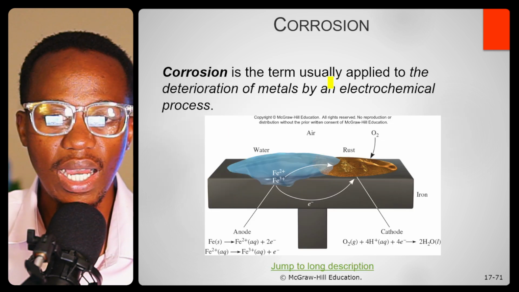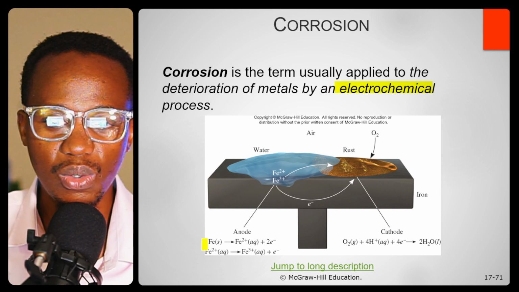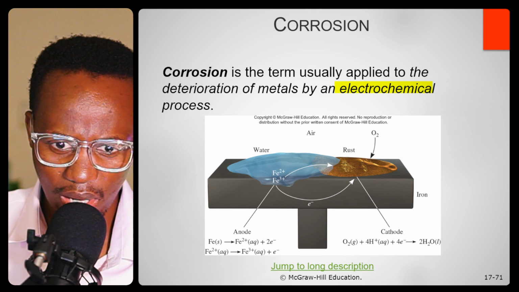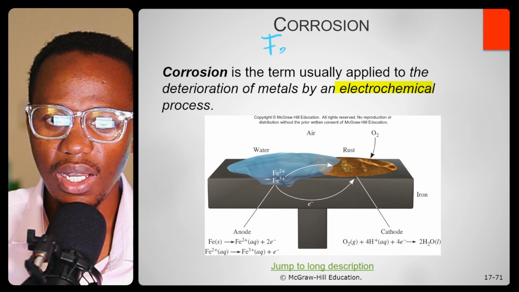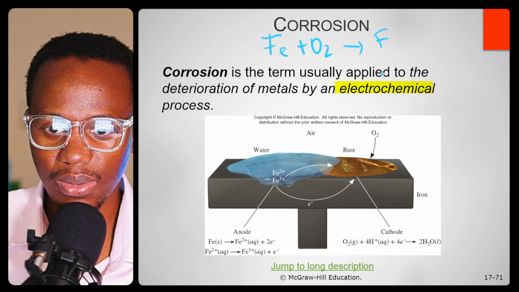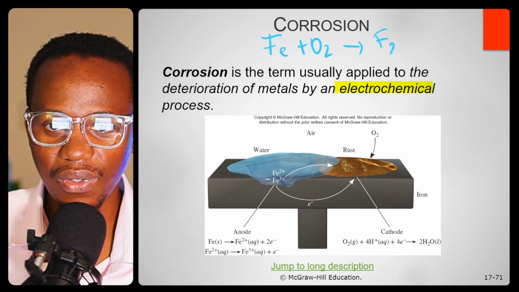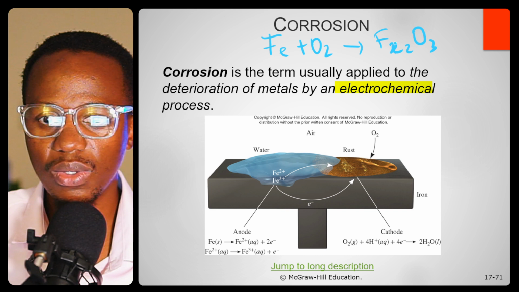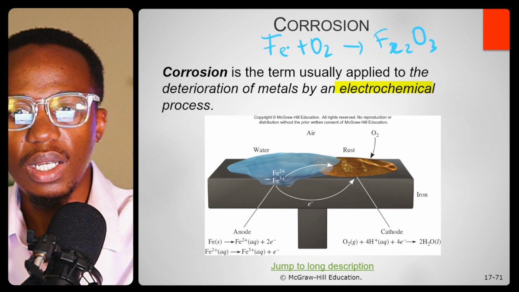Corrosion is another electrochemical process. Why is it an electrochemical process? Because if you do corrosion, for example, iron is oxidized. So if you remember from the corrosion reaction, iron plus oxygen becomes iron oxide. So iron oxide can be Fe2O3 or something like that. So it goes from iron. You can actually do this.